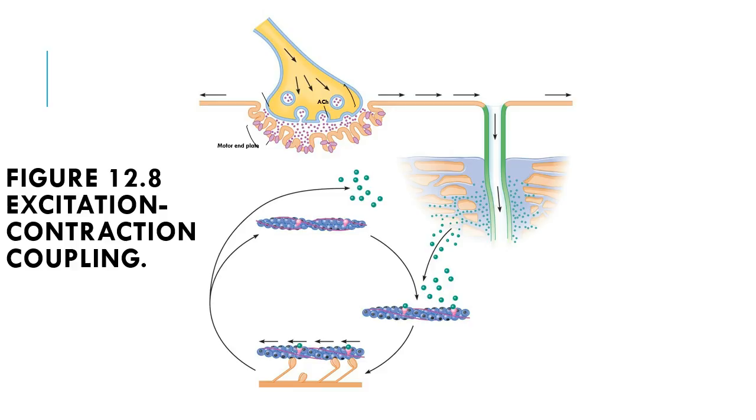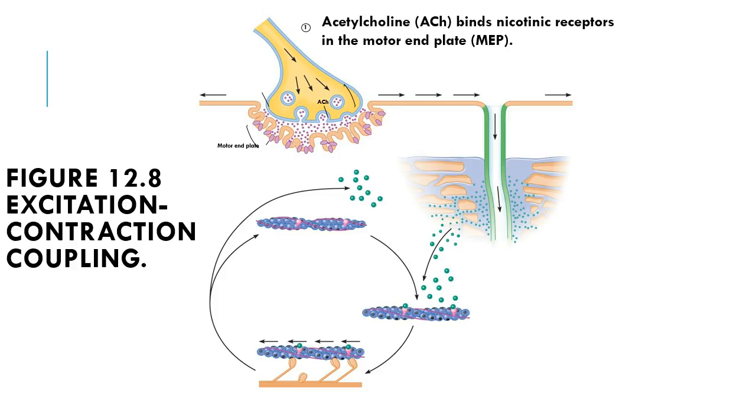So let's go back. We are at a single what? Label this. Where are we? At a neuromuscular junction. What type of nerve do we have here? Somatic nerve releasing acetylcholine at an area of the muscle called the motor end plate. So our somatic nerves release acetylcholine at the motor end plate.